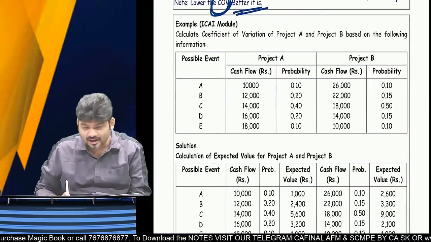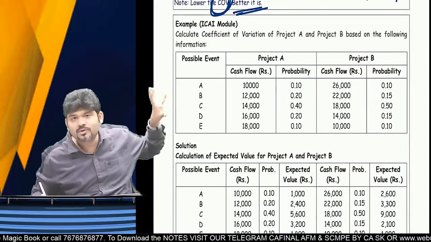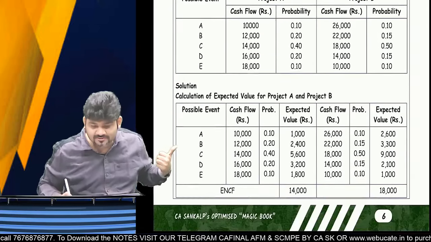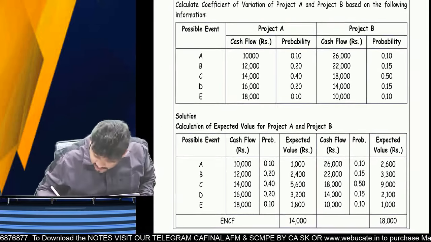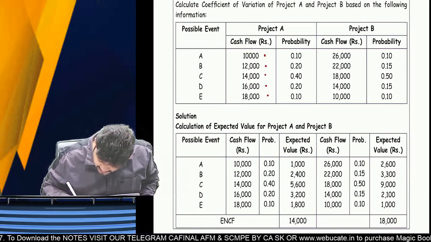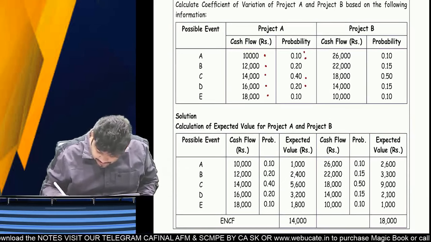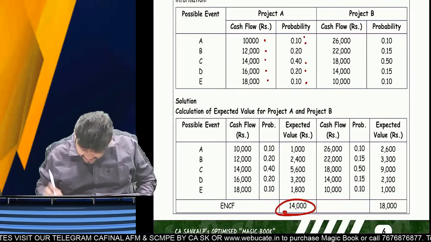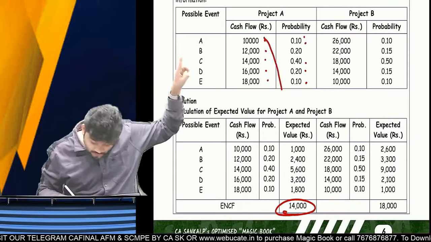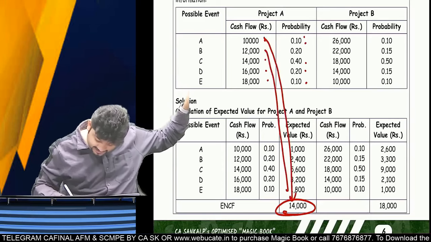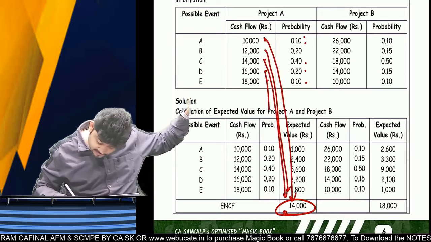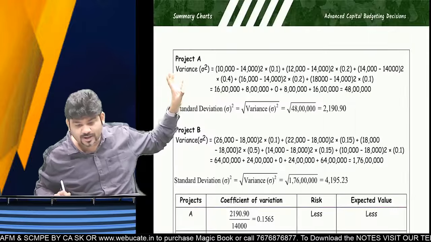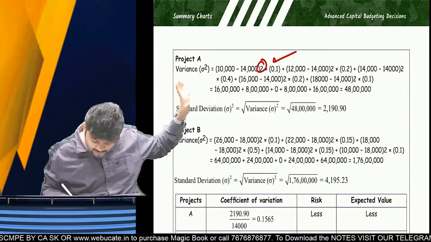Now, this is the question. We have to calculate the variance, the standard deviation, and the coefficient of variation quickly. We will do it for this as well. Here we have been given the cash flows 1, 2, 3, 4, 5, multiplied by the probabilities 1, 2, 3, 4, 5. We will get the expected cash flows. Then cash flows minus the expected cash flows, the whole square, into probability.